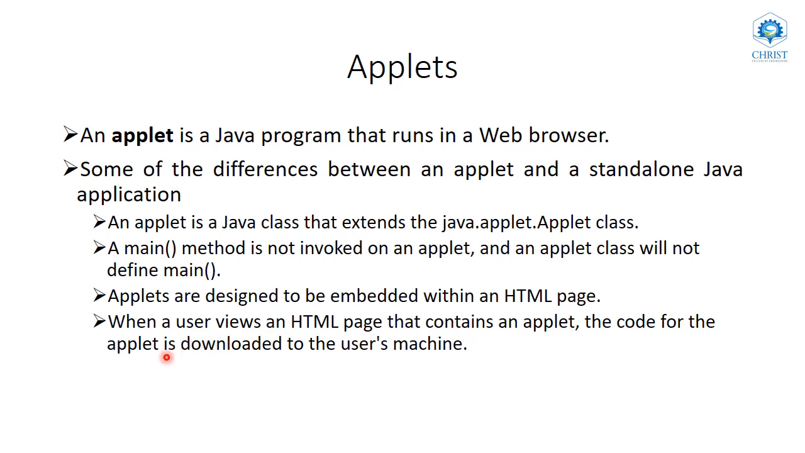Now the fourth difference is when a user views an HTML page that contains an applet, the code for the applet is downloaded to the user's machine. So suppose we are viewing an HTML page which contains an applet code. Then that code of the applet will be downloaded into our machine. Suppose I am browsing a web page and that web page consists of Java applets. Then our Java applet code will get downloaded into my machine itself. So these are some of the differences between a Java applet and a Java standalone program.